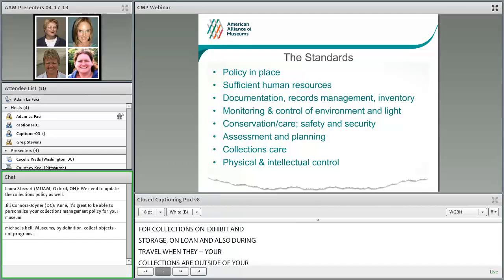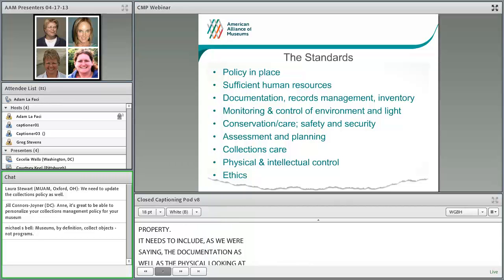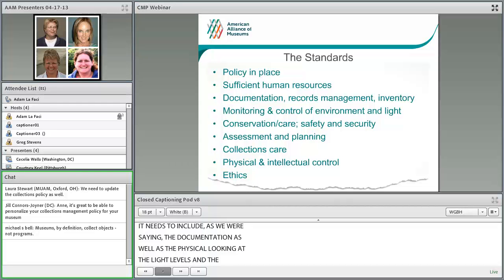So the scope of a museum's collection stewardship also extends to both the physical and intellectual control of the property. It needs to include, as we were saying, the documentation as well as the physical, looking at the light levels and the environmental impact. And you need to include ethical considerations in there as well. And I think that Elise was going to touch on some of the requirements for ethics as well.